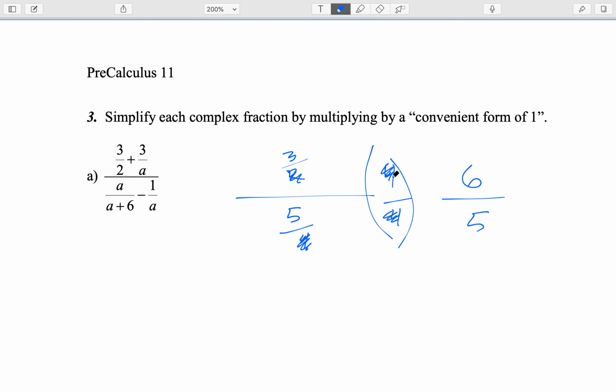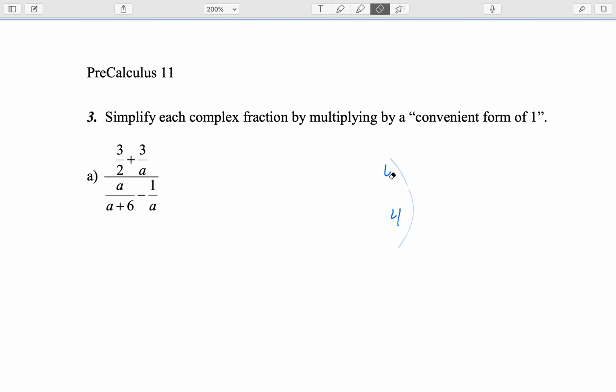And I did it on the top and the bottom because that way, remember, I've multiplied by 1, a really weird form of 1, but it got rid of the fractions and it gave me an easier answer. So that's what I'm going to do, but I'm not going to do it with numbers. I'm going to do it with algebra. Okay, let's do it. Here's what I'm going to do.